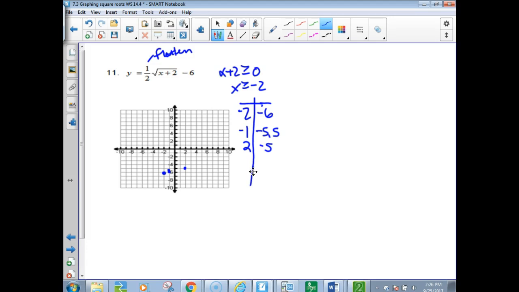What's good to put in? Where to be? 7? 3 halves, though, minus 6. 1.5 minus 6 would be negative 4.5. This just doesn't move much. Very small increments as it goes. But the domain is going to be negative 2 to infinity. And the range is going to be negative 6 to infinity. Even though it looks like it's not even going up at all, it is.